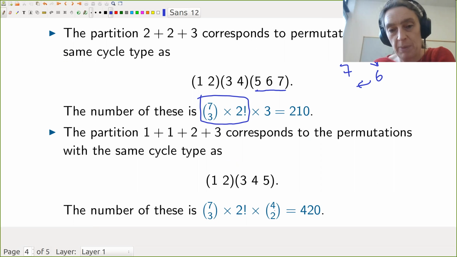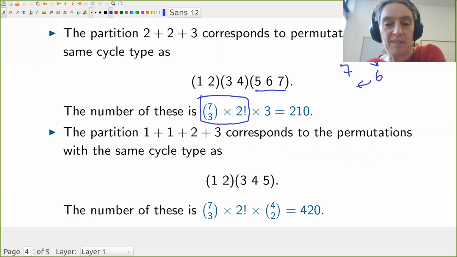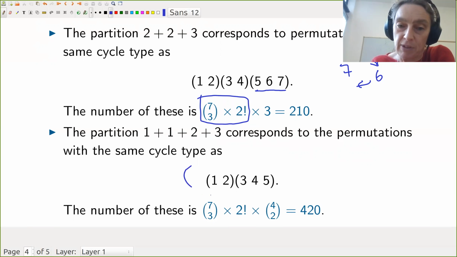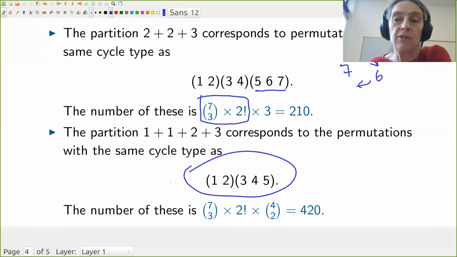Once you've chosen the pair of elements to go into the 2 cycle, there's no choice about how to order them. They just get swapped. The 2 cycle is just a swap of 2 elements. So here we get 7 choose 3, which is 35, times 2 is 70, times 4 choose 2, which is 6. So we get 420 elements of S7 in this particular cycle type, or in the particular conjugacy class.